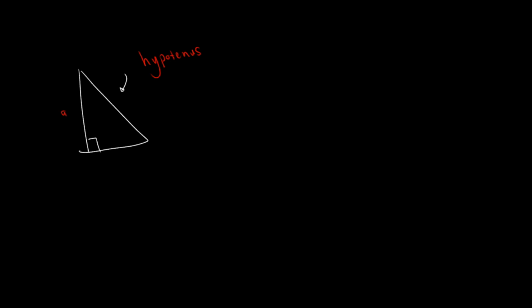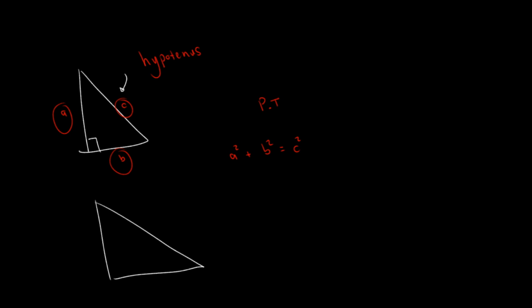Now let's say you're given A, B, and let's say our hypotenuse's name is C. Well, the Pythagorean theorem tells us that A squared plus B squared is equal to C squared. Or we can think about it as the sum of the two legs squared is equal to the longest side of the triangle squared. Okay. Now there's nothing much to it. That's it. That's literally it.